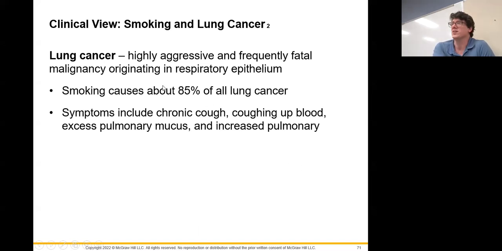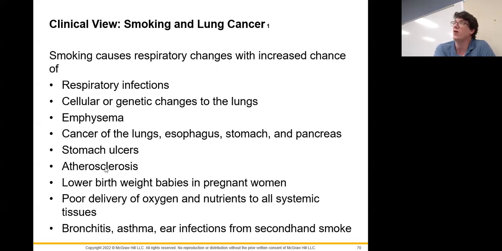85% of all lung cancer is caused by smoking. That's great. That's a really big number. Don't smoke, it's bad for you. Don't vape, also bad for you. You could say the same thing for all of these for vaping.